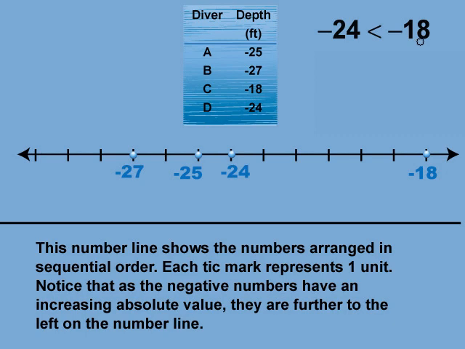And given the positions of the other terms, we can say that negative 25 is less than negative 24, and negative 27 is less than negative 25. So graphing integers on a number line automatically arranges them in numerical order. Let's look at another example.